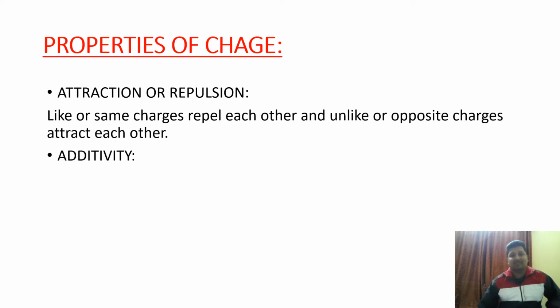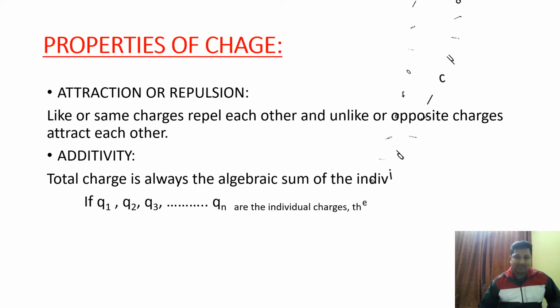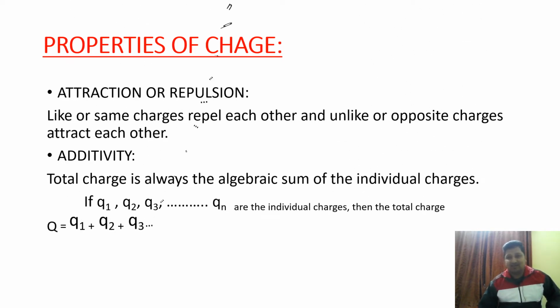Now the second property of charge is additivity. What is additivity? The total charge is always the algebraic sum of the individual charges. So if we have individual charges Q1, Q2, Q3 up to Qn, then the total charge Q equals Q1 plus Q2 plus Q3 up to Qn. So capital Q is the summation of Qi, with i equals 1 to n.